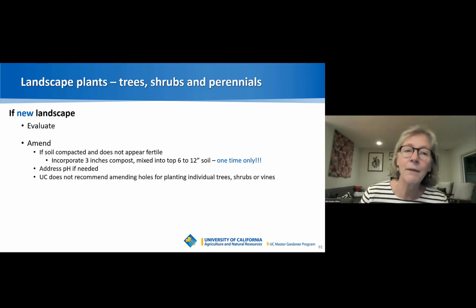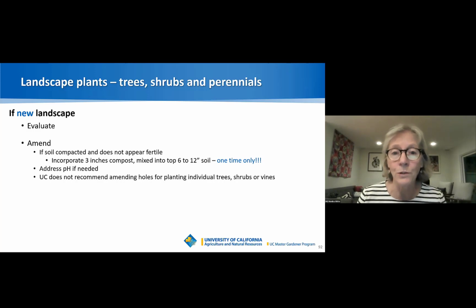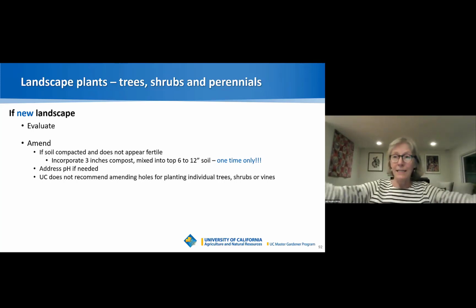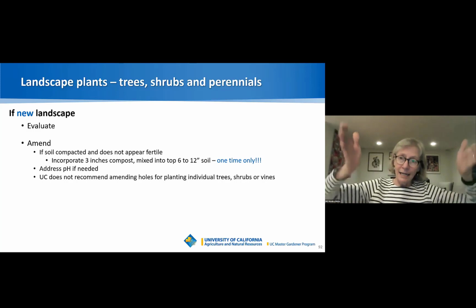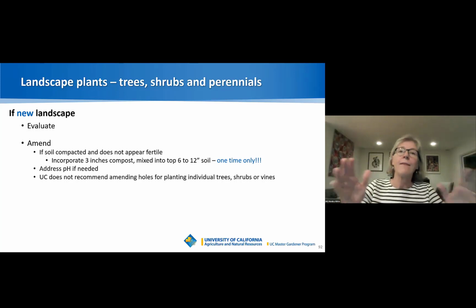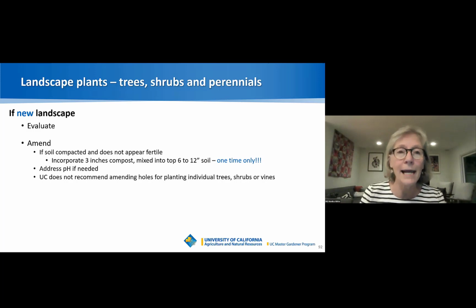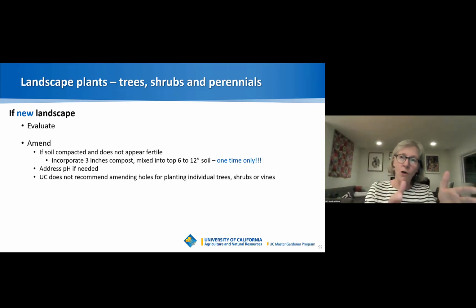University of California does not recommend amending holes for planting individual trees, shrubs, or vines. The reason for that is it's good to amend an entire area, but if you're just digging an individual hole for a tree or a shrub, then what you want to do is replace the soil back in that hole you removed. So put back the native soil. You don't want to have a boundary condition where inside the hole you have very amended, nice, soft soil, and then outside that boundary at the edge of the hole, it goes back to native soil. The roots are going to have a hard time penetrating into the native soil if they got used to that nice, cushy situation in the hole. So UC does not recommend amending individual holes.